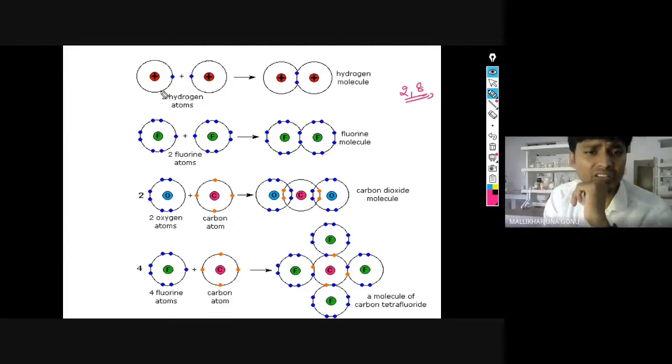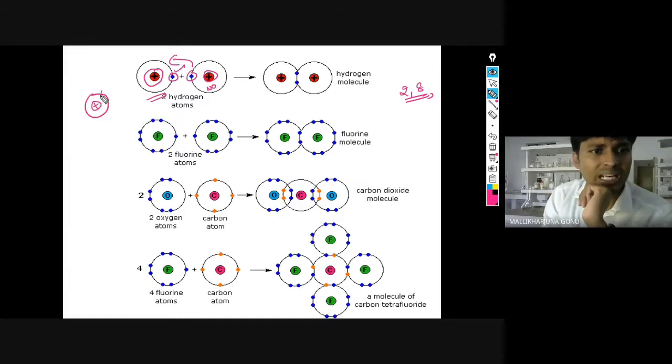For example, in the case of hydrogen, hydrogen has 1 proton and 1 electron. Just imagine if this electron is given away, what happens here? Only the proton will be left and no electron will be there. So how will that look? A plus, with the proton there.